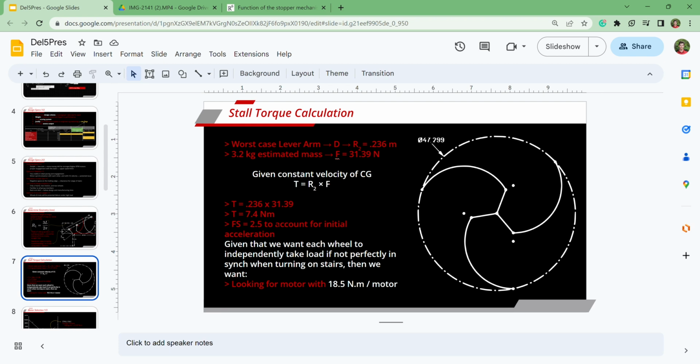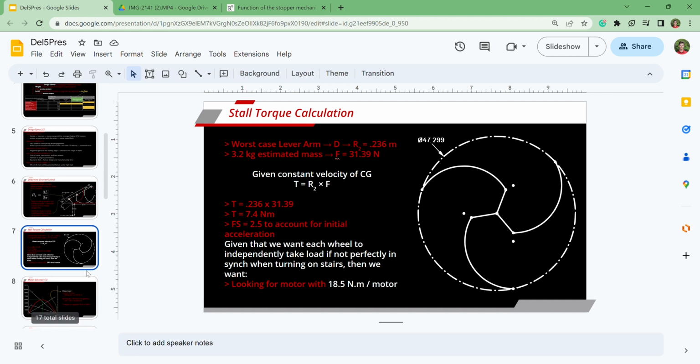This is your worst-case stall calculation at the outset of the largest possible radius of the wheel. Torque equals that radius R2 up here, cross your force, aka your weight of the robot, converted to metric because that's what we did everything in. Find your torque. It's going to be 7.4 newton meters. Slap a factor of safety on it, and then given that we wanted each wheel to independently take the load, if not perfectly in sync when turning on stairs, we knew we were looking for a motor with about 19 newton or 18.5 newton meters of stall torque.